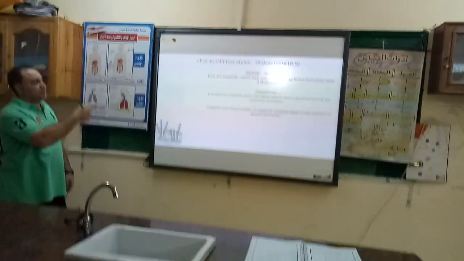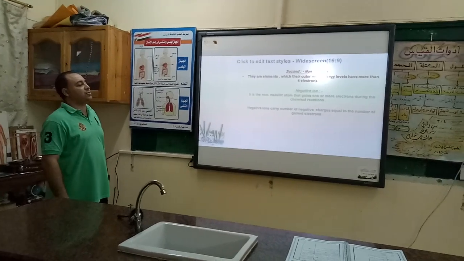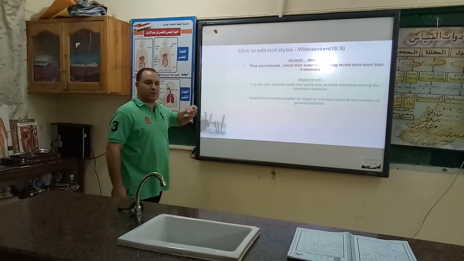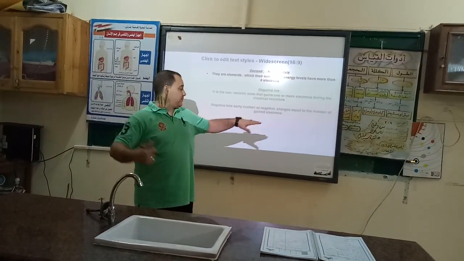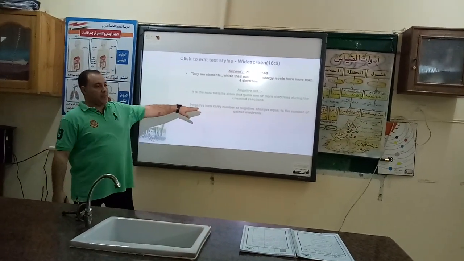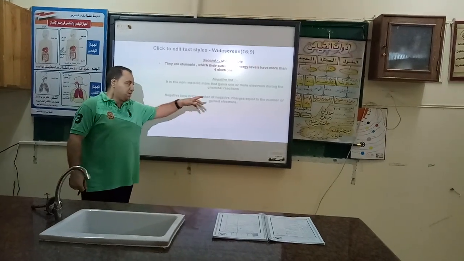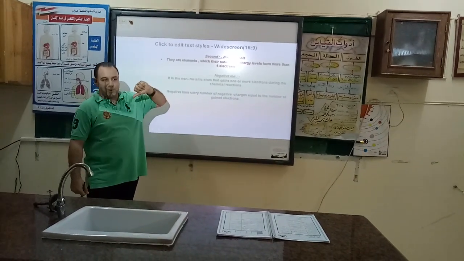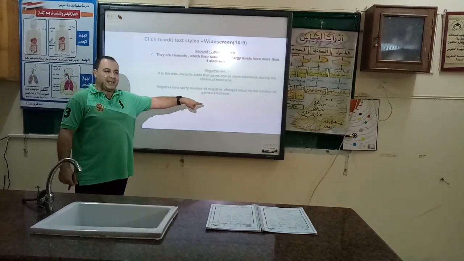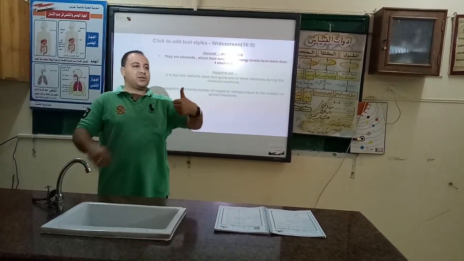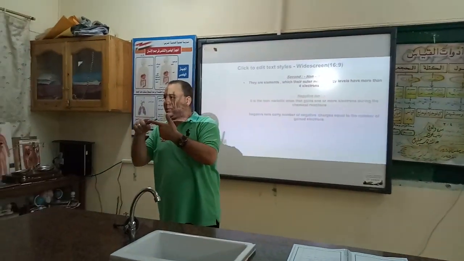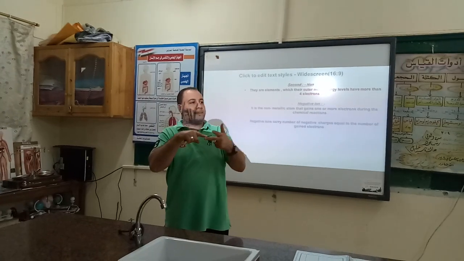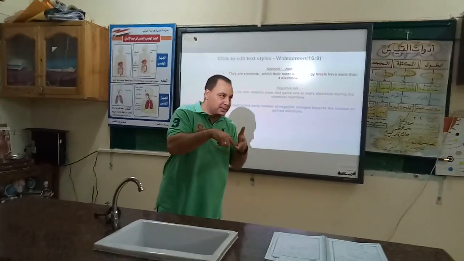Okay. After that, we said that negative ions carry a number of negative charges equal to the number of what? Gained or lost? Gained electrons. In case of metals, the positive ions carry a number of positive charges equal to the number of what? Lost electrons. In nonmetals, gained electrons. As chlorine gains 1, so it's -1. Sulfur gains 2, so it's -2. Phosphorus gains 3, so it's -3.